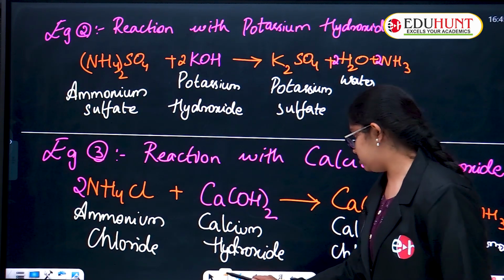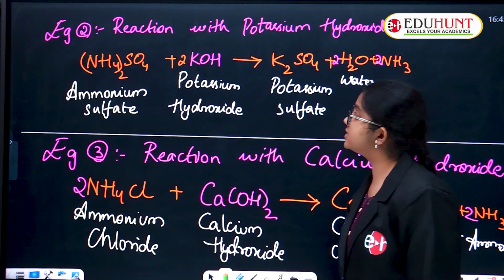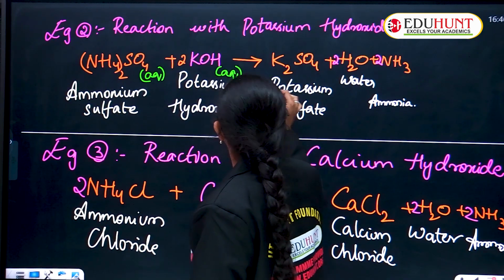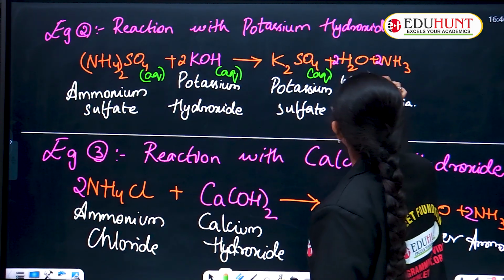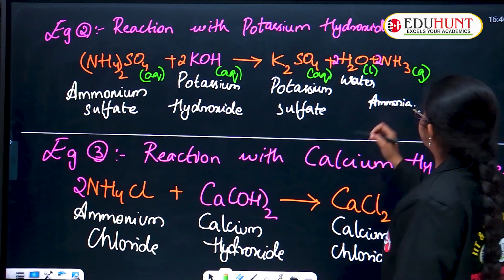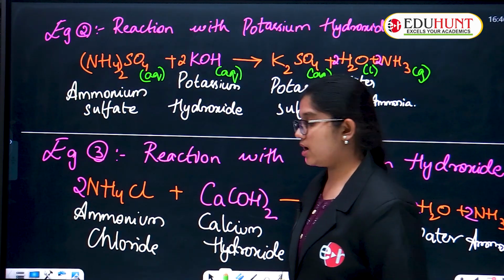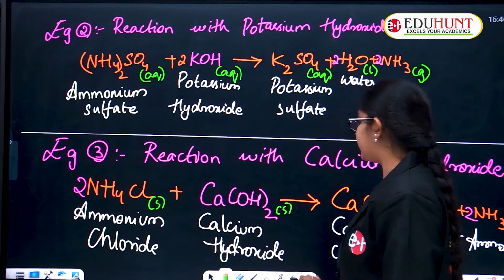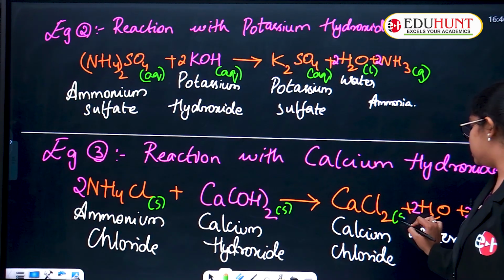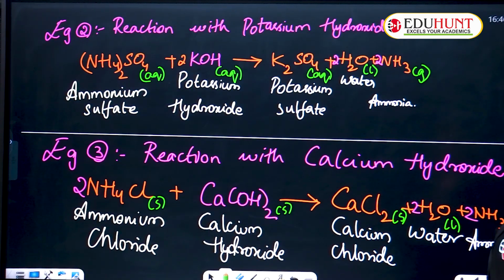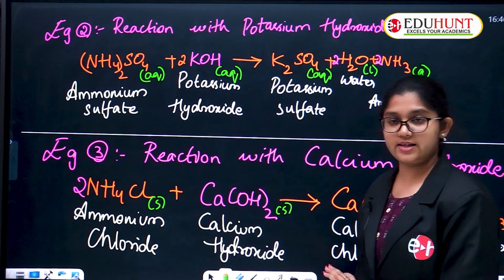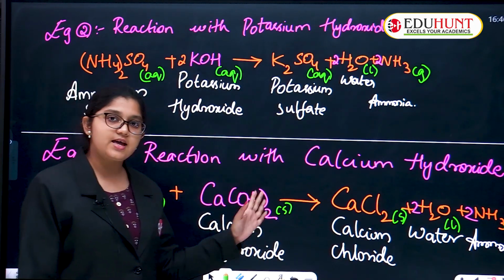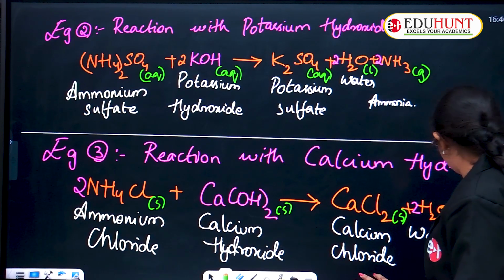Here if you see the nature, the particular forms in the examples: this is aqueous, this is also an aqueous solution, this is also an aqueous solution, water is liquid, ammonia is gas. And here, ammonium chloride in this particular reaction is acting as a solid. Calcium hydroxide is also solid, calcium chloride is solid, water is liquid, ammonia is gas. These forms are generally for ideas that I have given you, children, no need to worry regarding that. These are the examples of reactions of ammonium salts. Here you got the things, no?